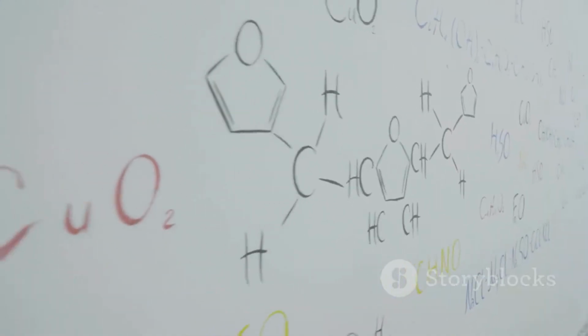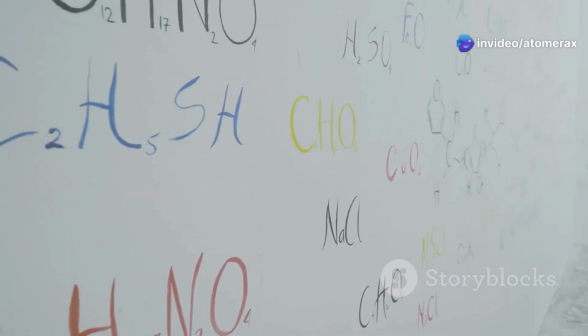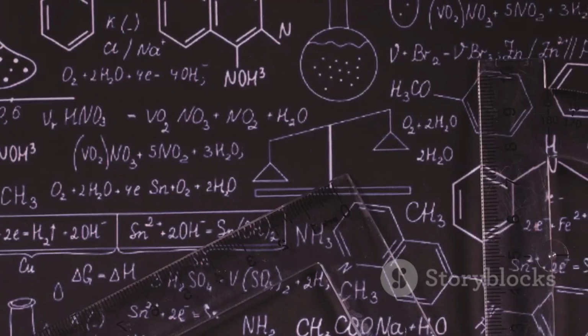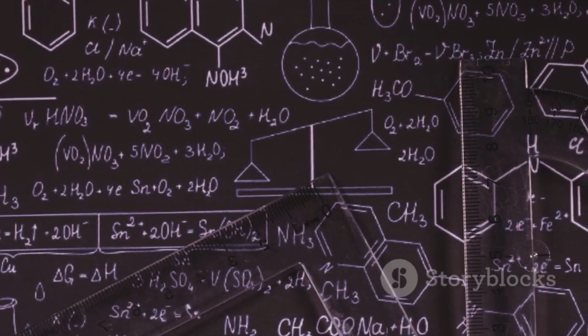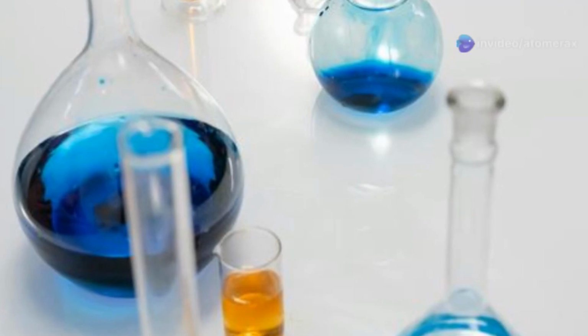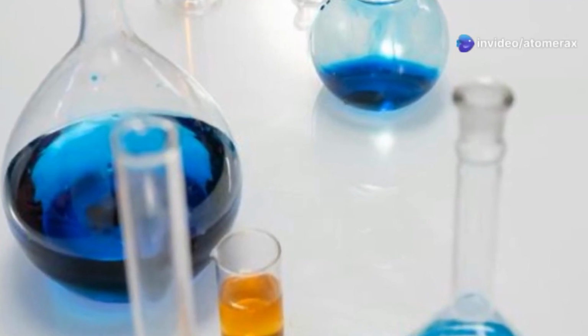To calculate the percentage composition of an element in a compound, we use the following formula: mass of element in compound divided by molar mass of compound, times 100%. This formula is straightforward but incredibly powerful. Let's calculate the percentage composition of hydrogen in water. This example will help us see the formula in action.